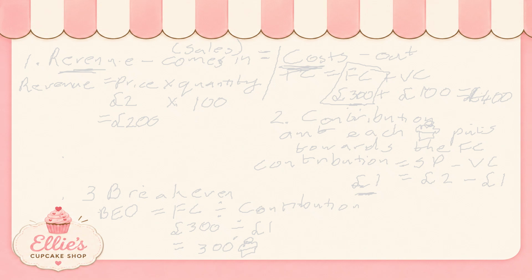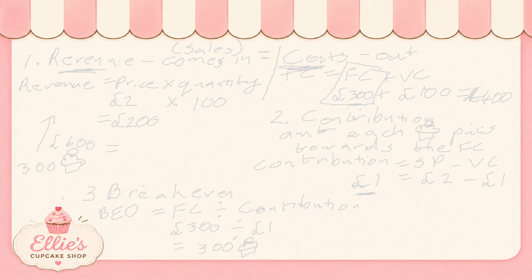So let's check. If Ellie sells those 300 cupcakes, her revenue, I'm going to write it over here, 300 cupcakes at, remember, £2 a cupcake. What's her revenue going to be? It's going to equal 600. Okay. Remember that her costs must equal her sales. The money going out must equal the money coming in in order for her to break even. We know that at 300 cupcakes, she's going to make £600.